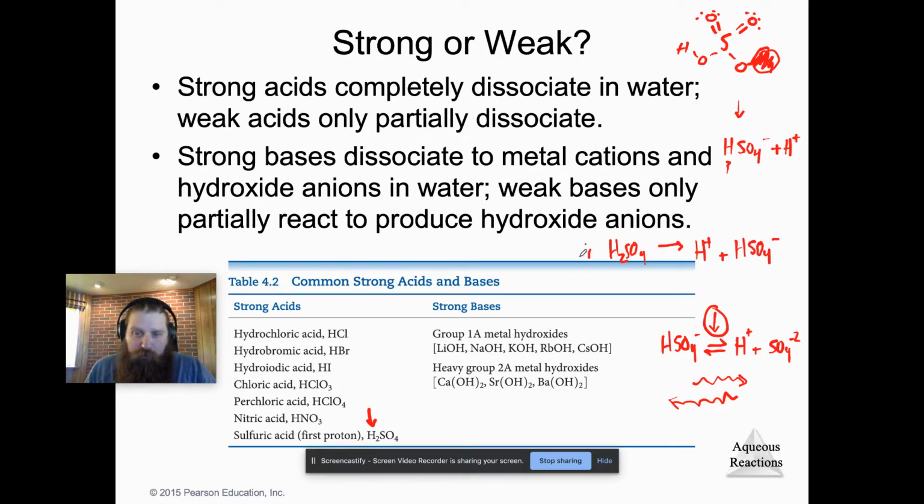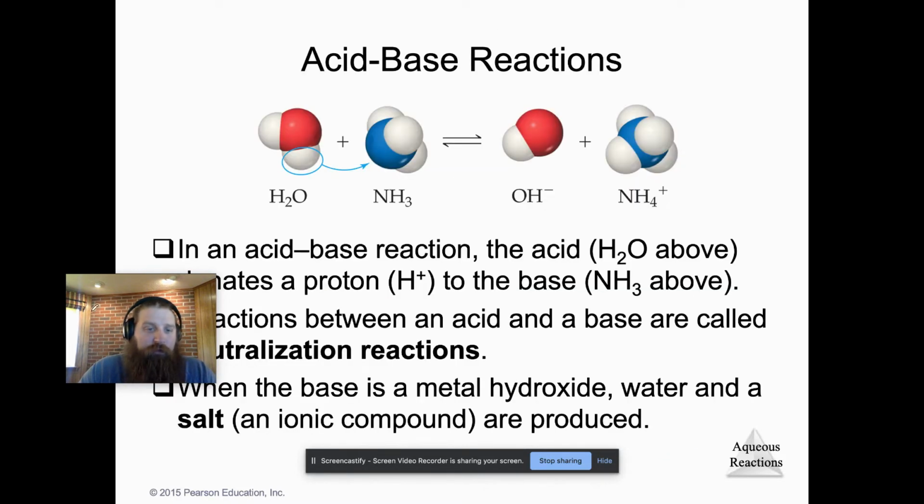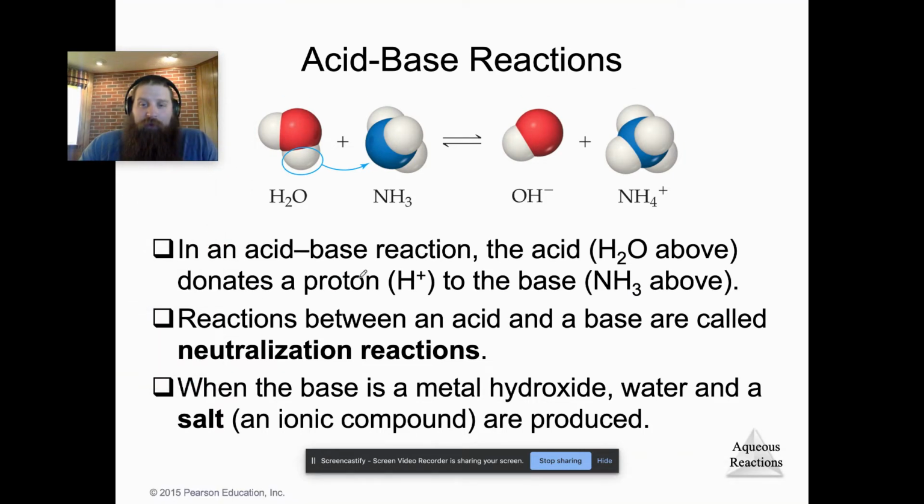So we have a 2-step deprotonation here. The first step is a complete deprotonation. I can tell because the arrow is just one direction. The second step is an incomplete dissociation, and I can tell that because I have the equilibrium arrows, okay? So just something to look for. And again, we will do a lot more with that when we get to bases and acids later in the year. Hopefully from last year, you remember the acid-base neutralization reactions, all right?